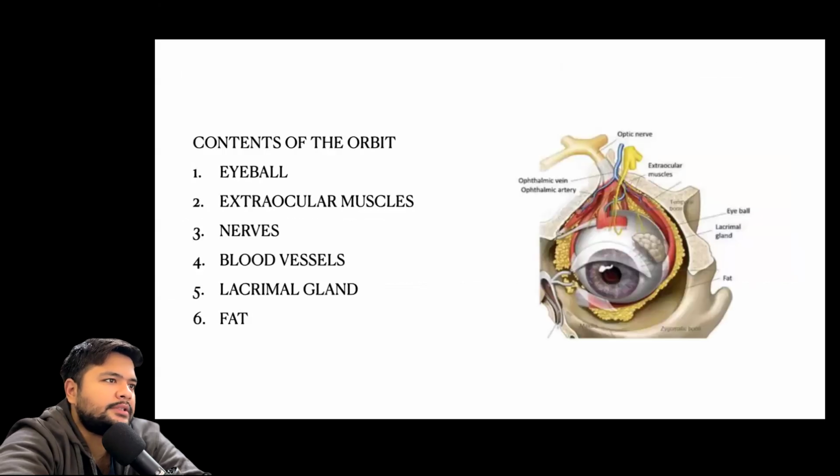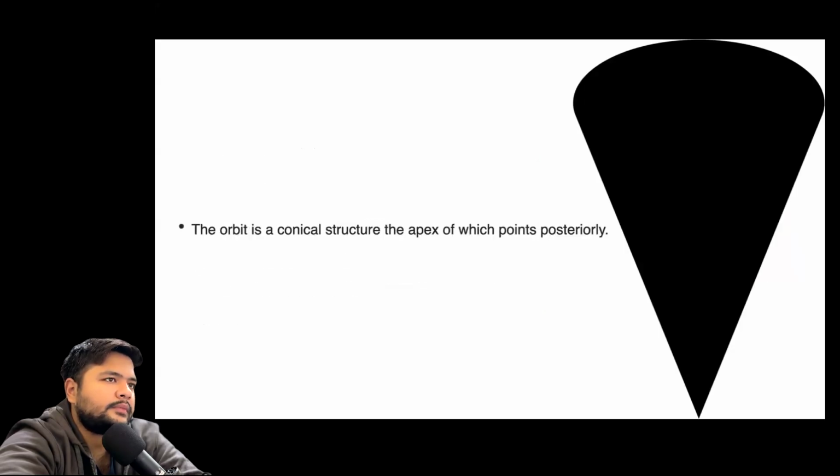Then coming to the contents of the orbit, here we can see that there is an eyeball, extraocular muscles, nerves, blood vessels, lacrimal gland, and fat. I have made this orbit as a cone on the right side. We will be discussing the orbit as three parts of the pyramid, or the triangle I have made.